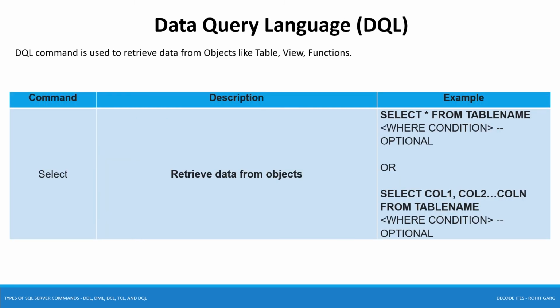The last type of SQL Server command is DQL, Data Query Language. DQL commands are used to retrieve data from objects like tables, views, or functions. The command that comes under DQL is select. Select is used to retrieve data from objects. You can run a vanilla select that will fetch all the records of your table or view, or you can pass a where condition for a specific set of data to be returned.